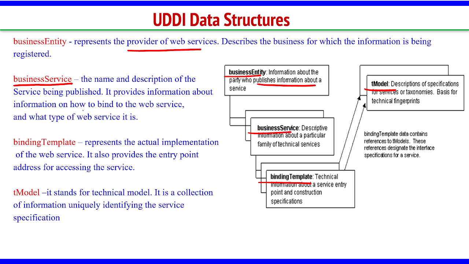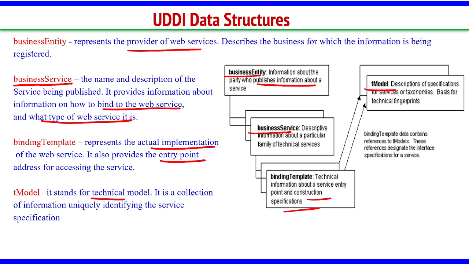It provides information on how to bind to the web service, right? And what type of web service it is. So it is talking about the web service. Then the third one is binding template. So it represents the actual implementation of a web service. It also provides the entry point address for accessing the service. So the actual implementing part, the technical information about the service entry point and construction specifications are discussed in binding template. And the final one is T model, right?